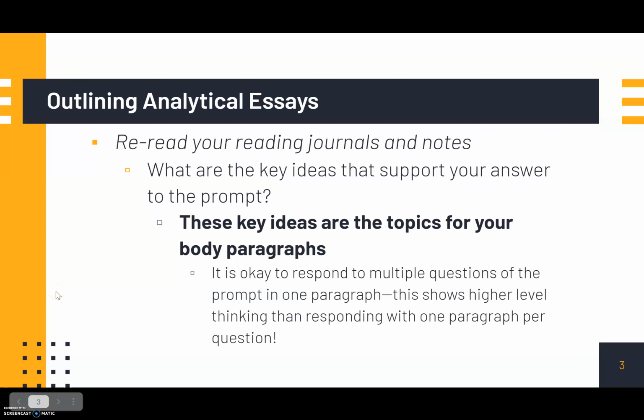It is okay to respond to multiple questions of the prompt in one paragraph. In fact, that's usually preferred. It shows higher level thinking than responding with one paragraph per question. Being able to combine similar ideas together shows that you are able to think about these things in a complex way.